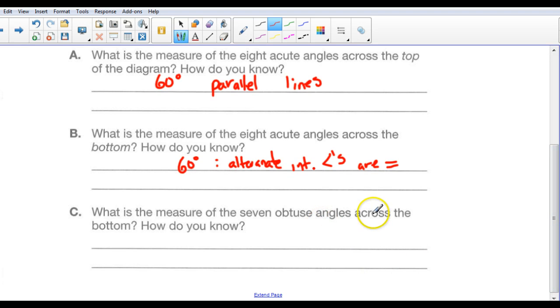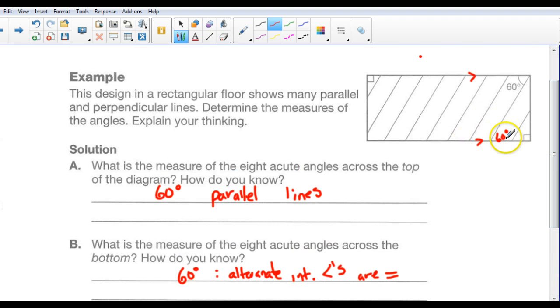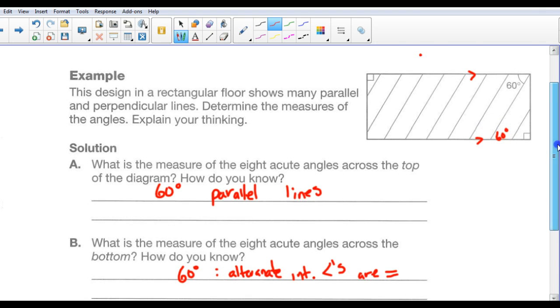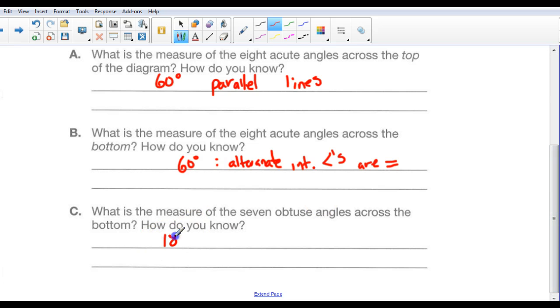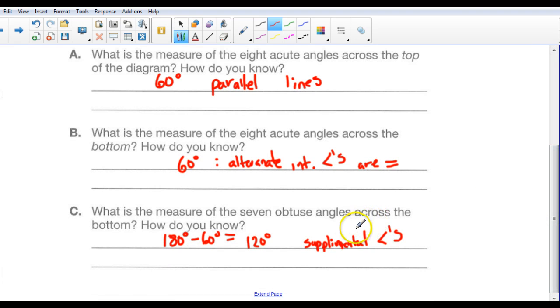What is the measure of the 7 obtuse angles across the bottom? Well, we know that this is a straight line. All straight lines add up to 180 degrees. So we just take 180, subtract 60. 180 degrees, subtract 60 degrees, and that gives us an answer of 120 degrees. How do we know? Because supplemental angles. Okay? And it also tells us that they're parallel lines cut by a transversal. Okay, so they follow certain rules. Okay, so that's it for calculating angles.